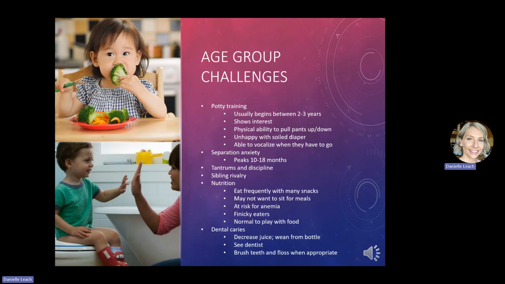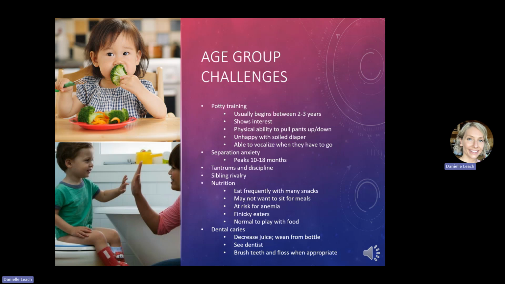Challenges with these age groups. So potty training usually begins around age 2 to 3 years, just depends on the child. We want them to be showing interest in it. So that means they may be asking to use a potty, maybe like mommy and daddy do, and they start to be unhappy with having a dirty diaper.